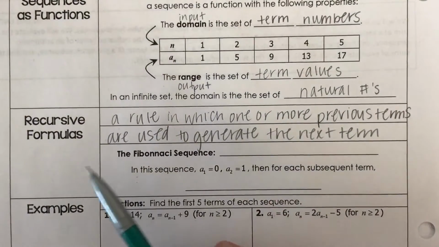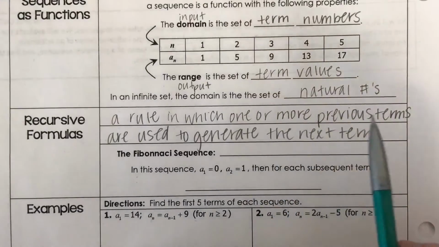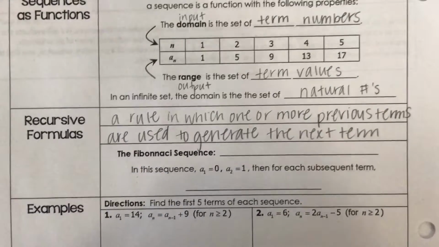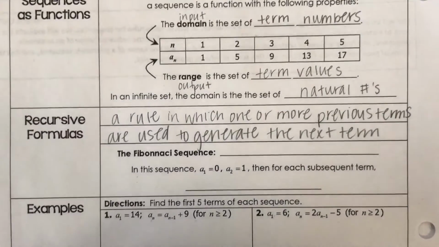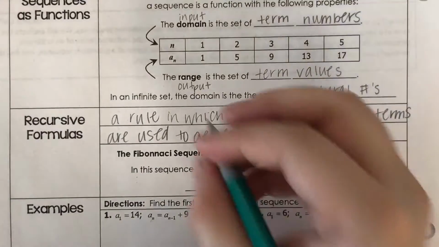Okay, so first of all, a recursive formula is a rule in which one or more previous terms are used to generate the next term. Basically, the next term relies on the term before it, for instance, the two before it. So the Fibonacci sequence actually uses the first two numbers to generate the whole sequence. Okay, so here's the Fibonacci sequence.